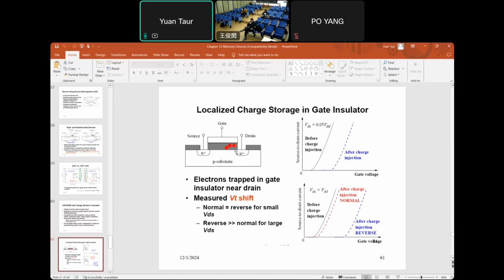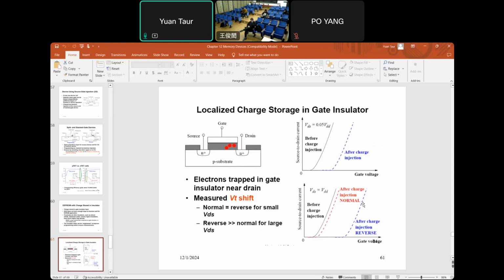Now remember that when you apply a high drain bias, the inversion charge near the drain is small to begin with. So at high drain bias, the shift in the red case is small. But if you reverse the source and drain, in the blue case, using the right side as the source and the left side as the drain, the charge injected is near the source. In that case, you have a large VT shift.